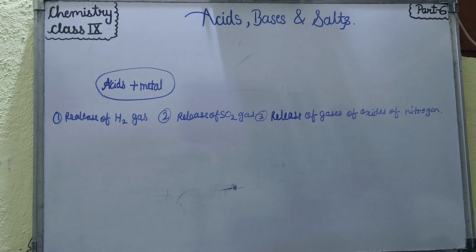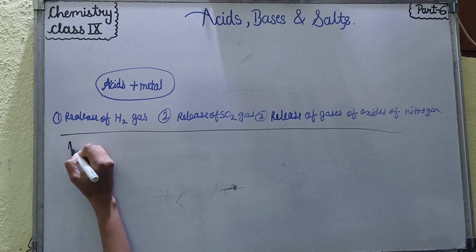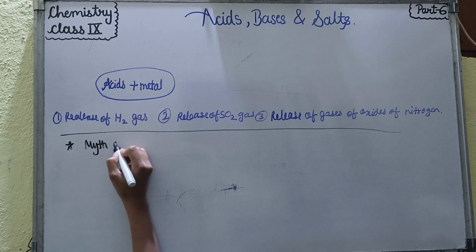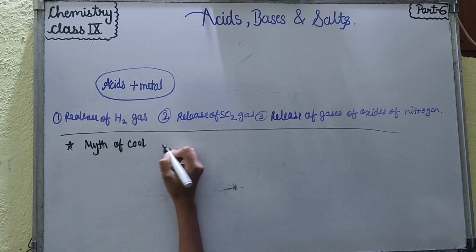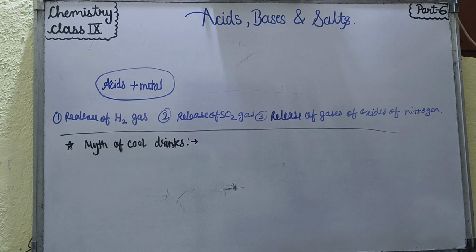Then our next topic is chemistry in life. Myth of cool drinks. Have you at any time observed the list of chemicals present in cool drinks which you gulp happily by paying money? It consists of H3PO4, CO2 in the form of H2CO3 and ethylene glycol.